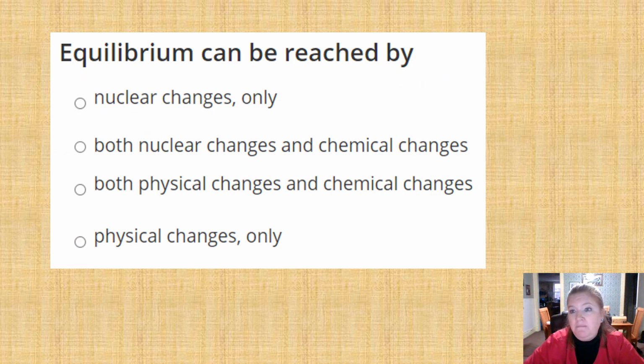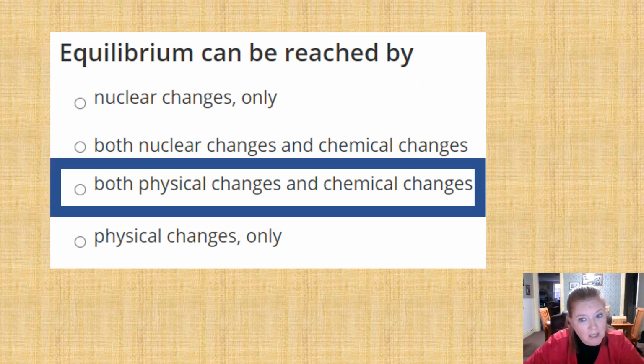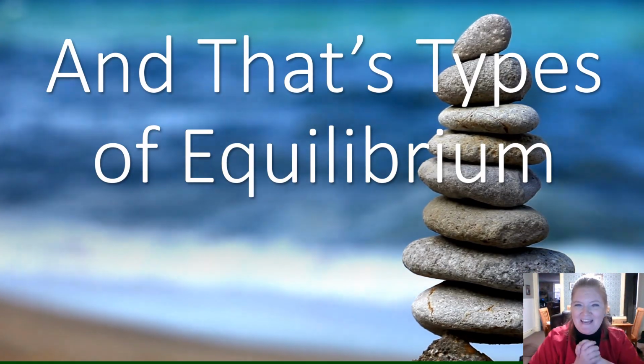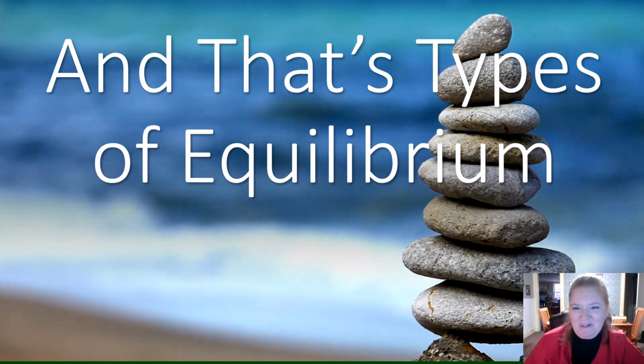And equilibrium can be reached by both physical and chemical changes. And there you go. That's types of equilibrium. I hope that you learned something new today.